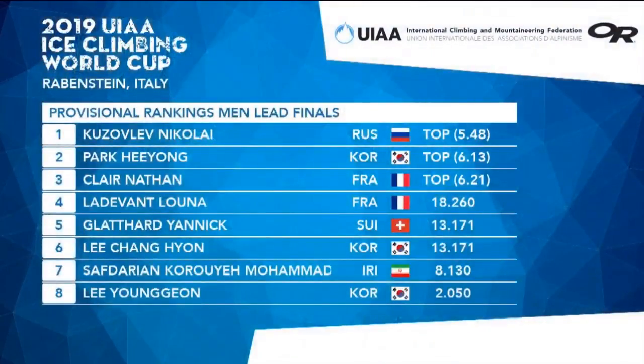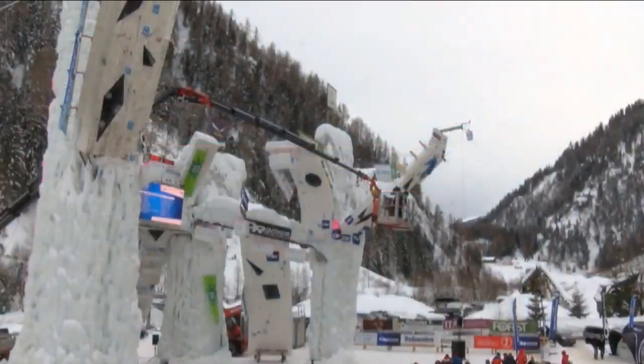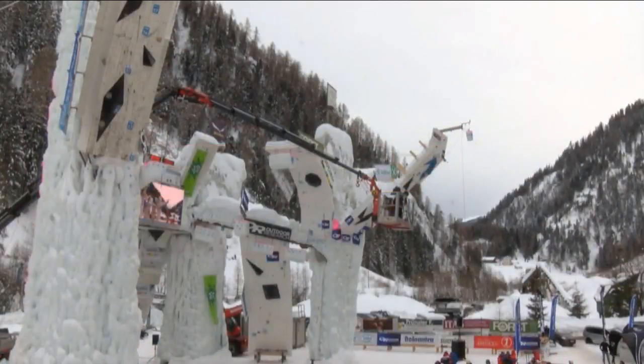Look, you can see actually that's a high. This is a replay. That was Nikolai Kuzovlev, but this is the results. Nikolai Kuzovlev in first, Hyung Park in second, Nathan Claire in third, gold, silver, bronze respectively, all of them topping the route. Luna Ladovon just outside the medal contention in fourth, Yannick Glattard in fifth, Changhyun Lee sixth, Mohammad Reza Safdarian seventh, and Youngun Lee eighth.